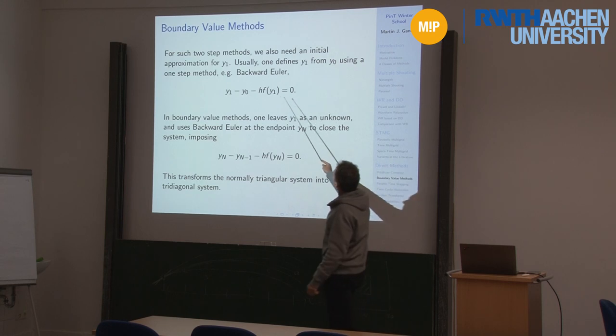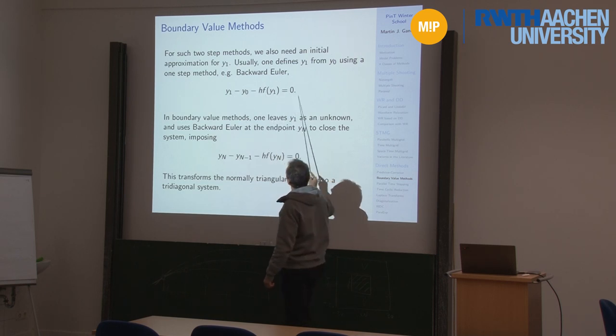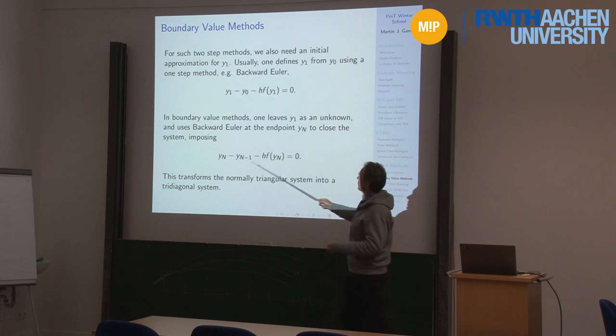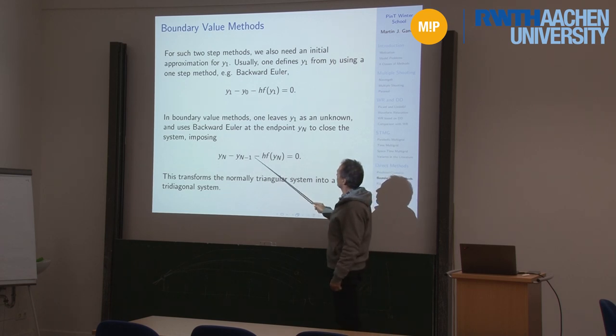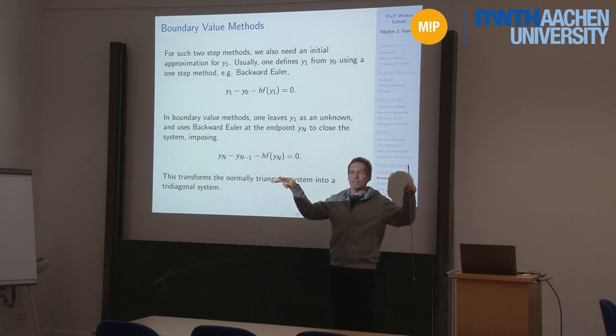So here would be a normal Euler step to start: y1 minus y0 minus h times f of y1 is 0. That would be a normal thing to do. And what they do is they do this at the end point. And so at the end point, it's just like y_n minus y_{n-1} minus h f(y_n) is 0. Now they have enough equations, enough unknowns. But it's really weird. So they have an end condition and a beginning condition and a two-step scheme.